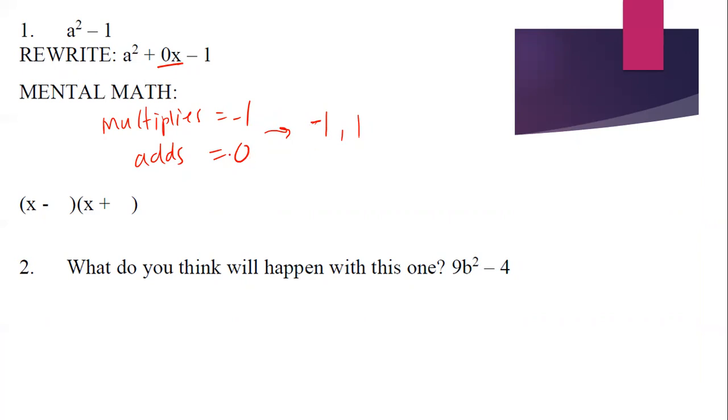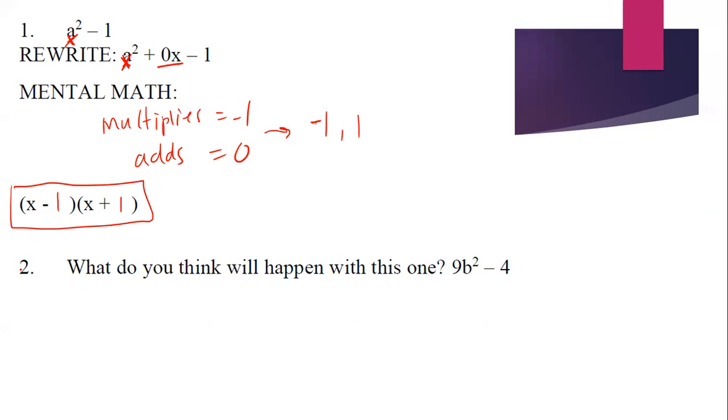So your factors would become x minus 1 and x plus 1. If you could turn these a's to x's, I would greatly appreciate it. I have no clue why I wrote a's. Can't even tell you. Okay, so then your factored form would be x minus 1 times x plus 1.